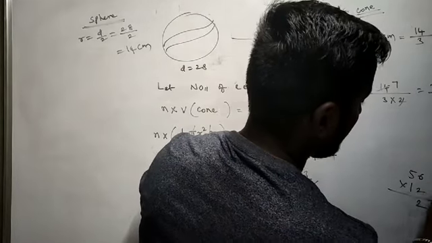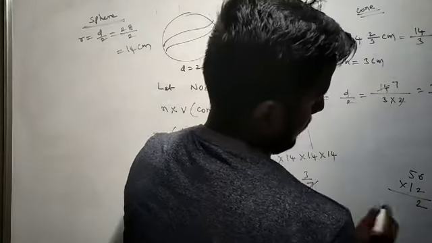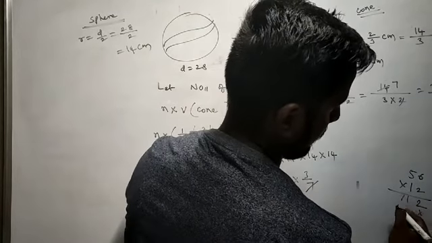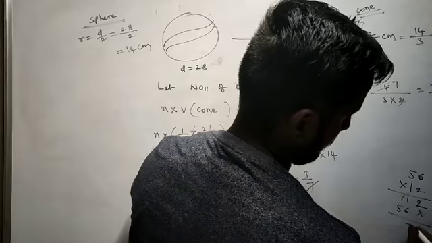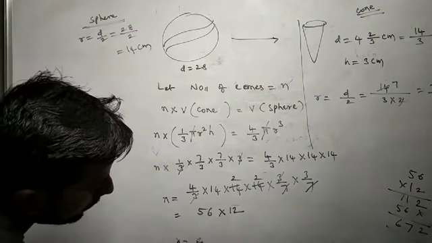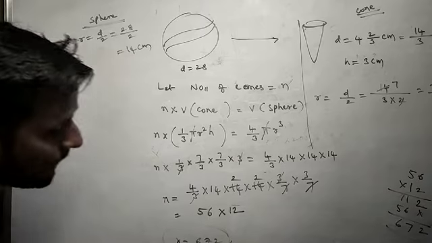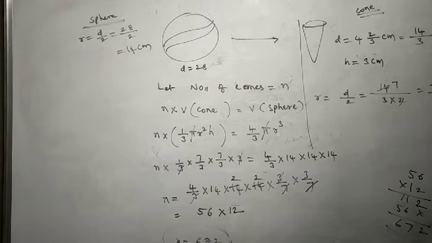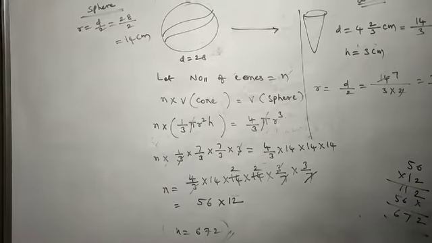12 ones are 12, 11, 672. So n is equal to 672. That means we'll get 672 cones from the sphere. Okay, from the sphere. I hope you understand and you people can solve these problems well. Have a nice day. Thank you very much, children.